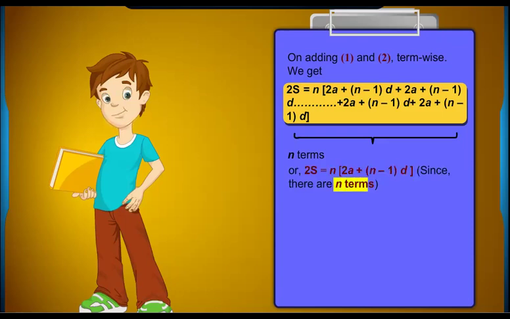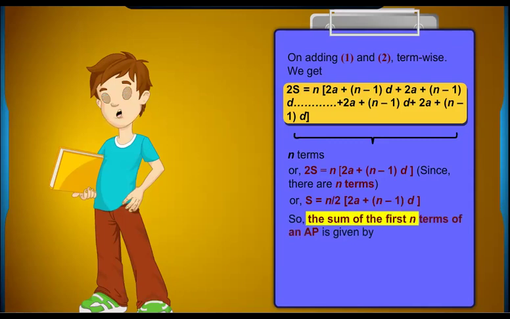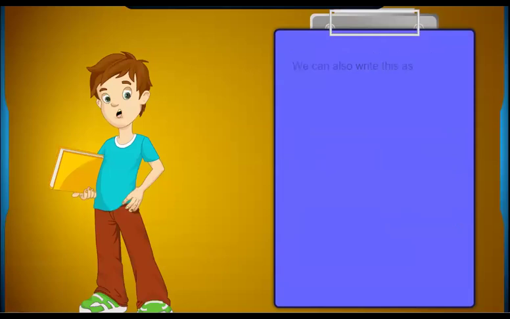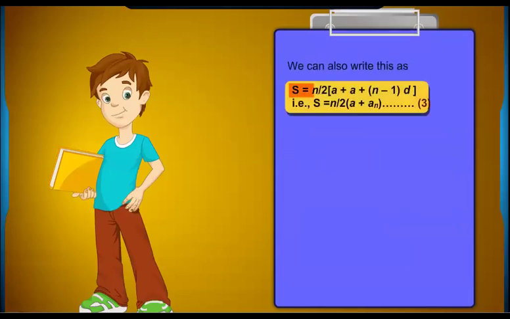since there are n terms, or S = n/2 (2a + (n - 1)d). So, the sum of the first n terms of an AP is given by S = n/2 (2a + (n - 1)d). We can also write this as S = n/2 (a + (a + (n - 1)d)). That is, S = n/2 (a + an).